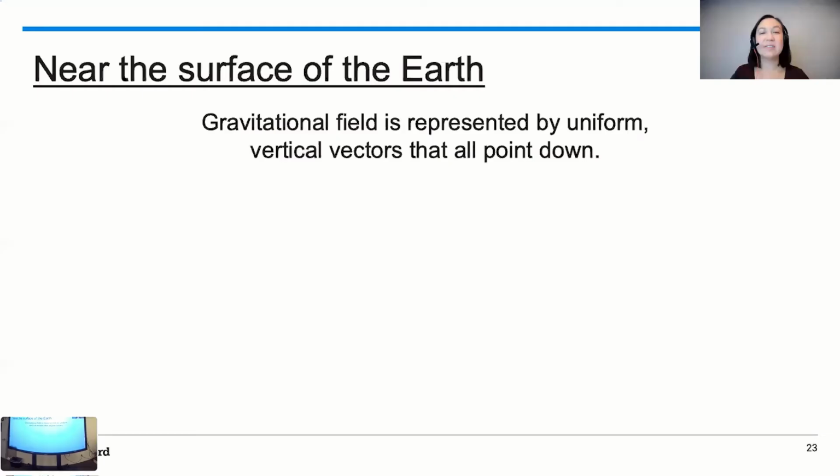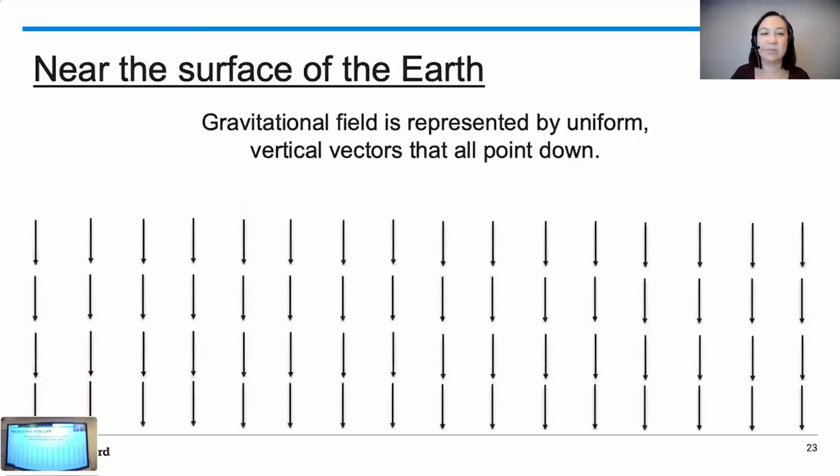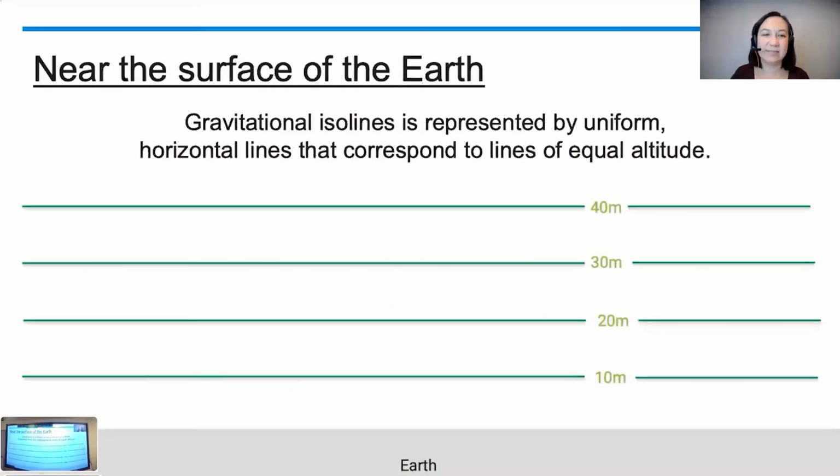Takeaway is then that near the surface of the Earth, our gravitational field is represented by vertical vectors that all point down, and that their isolines are horizontal lines of equal altitude. All right, we got this.